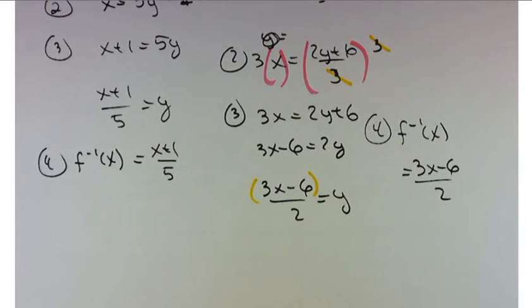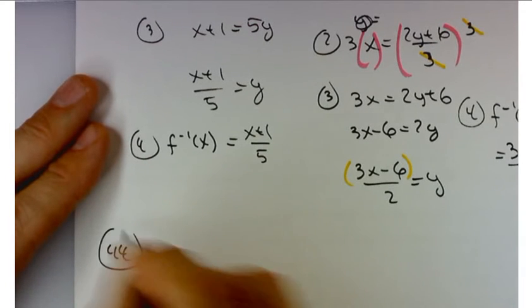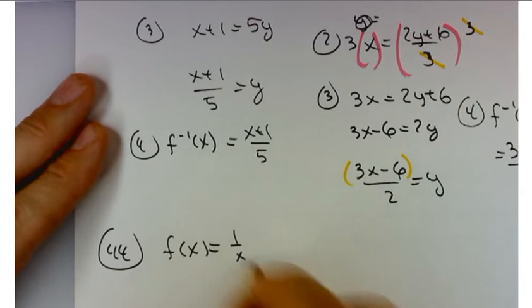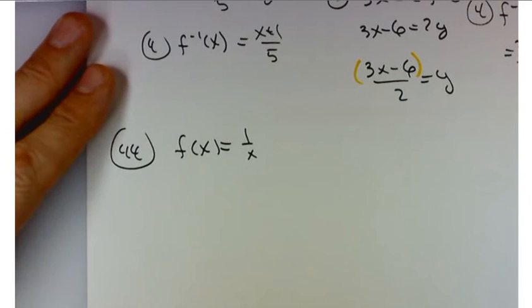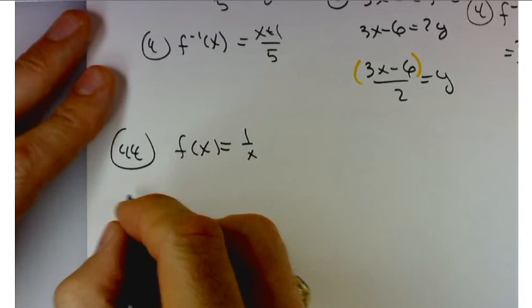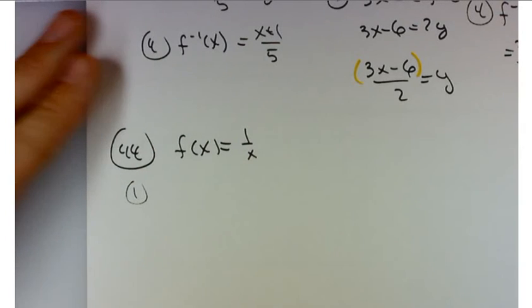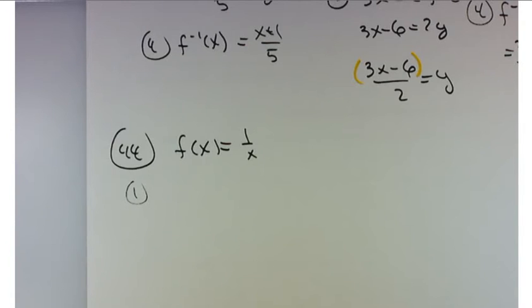Kind of a peculiar one. Problem number 44. F of x is 1 over x. Seems simple enough. So, walk me through it. Mark?